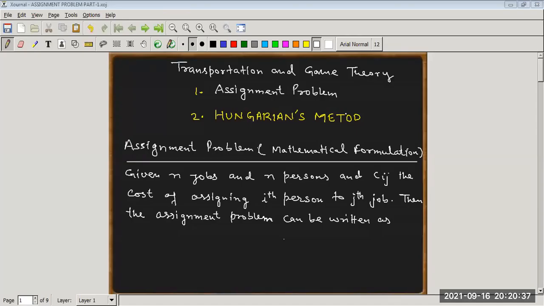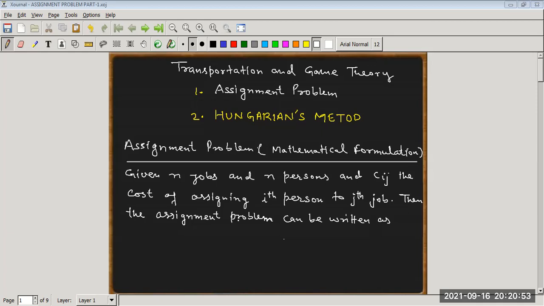Hello student, this is a lecture on assignment problem. In this lecture, we are going to discuss how we can formulate assignment problem and then how we can solve the assignment problem by using Hungarian method.